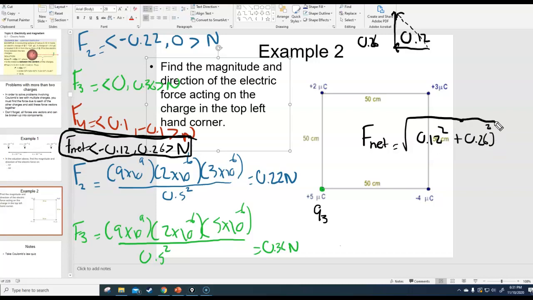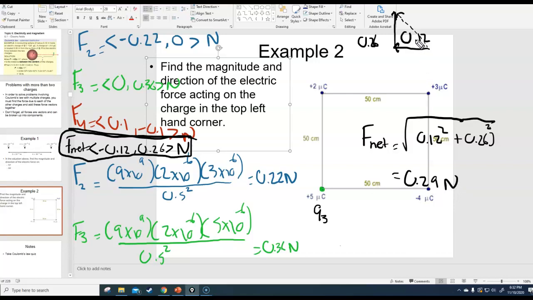Before anyone asks why I didn't put a negative sign over here, it's because it doesn't matter. Whether that's negative 0.12 squared or positive 0.12 squared, the squaring would cancel out the negative sign anyway. And so I will do that really quickly. 0.12 squared plus 0.26 squared, square root. And we get 0.29 newtons.